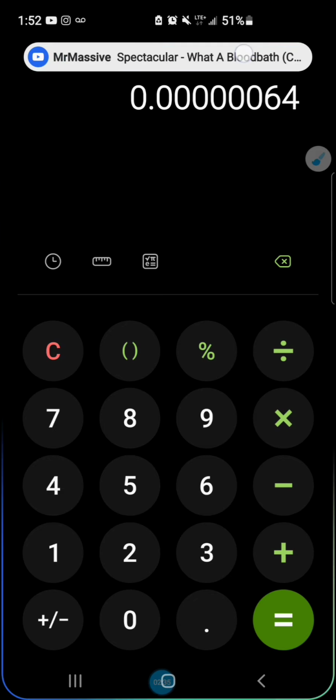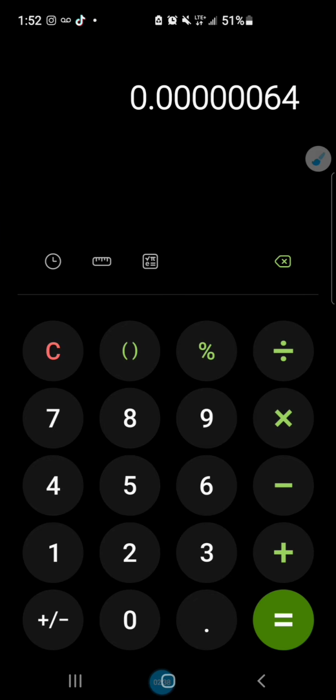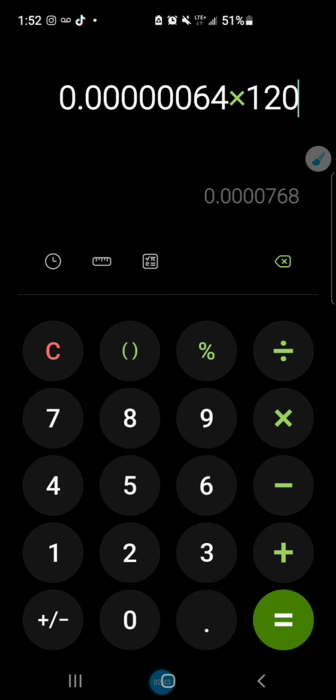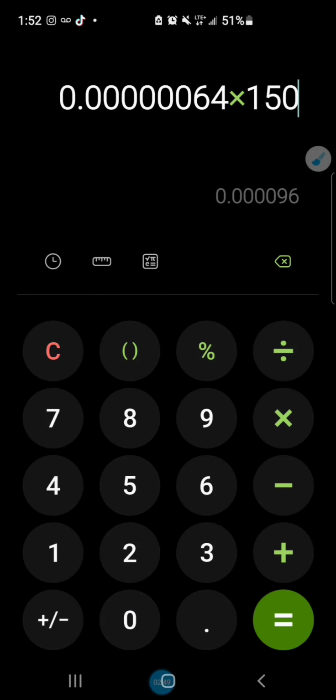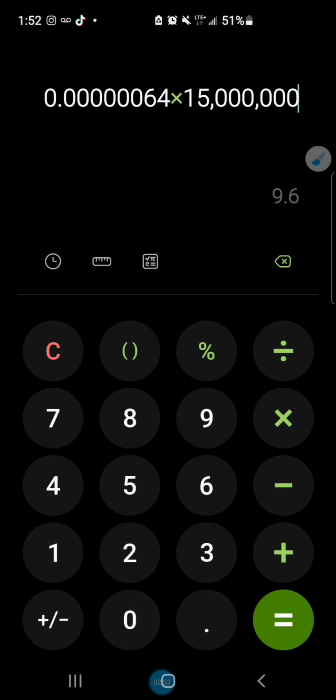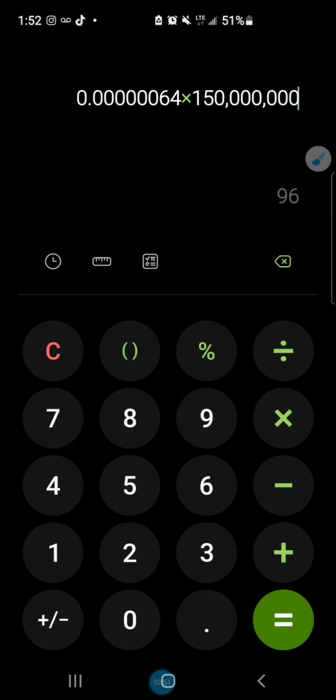Let's see how much coin we can get for $100 today, guys. We're going to start at 120. We're going to go up a little more, like 150. Okay, we're going to go like 150,000 and see. No, 150 million is what I'm talking about. Okay, so 150 million coins is $96, guys. $96 as we speak right now. So to get 150 million Tectonic coin, it's $96.